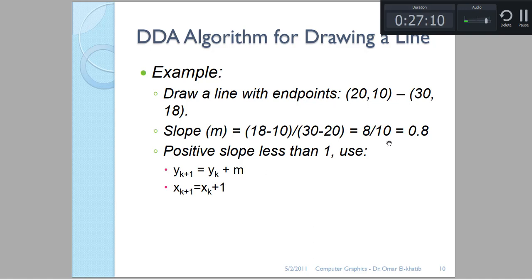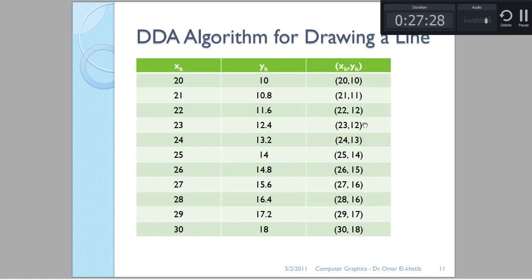We will use this. So for our next point, x will be increased by 1, which means 21, and y will be increased by m. So 10 plus 0.8 will be 10.8, and 10.8 is roughly 11. So we will consider that as 11, and we will put it at 11. We have found 10.8, but that will be 11. Then we increase x by 1, that is 22, and increase y by 0.8. So 10.8 plus 0.8 is 11.6, and we round it off to 12. So that will be (22, 12).